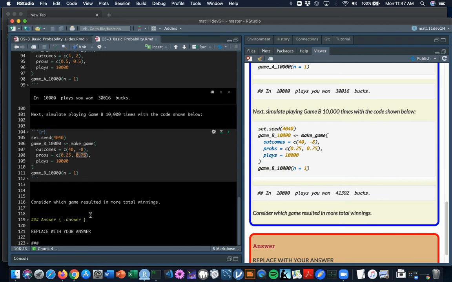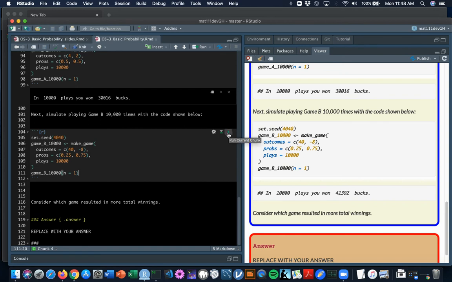That means there's a 75% chance of not getting heads-heads where you lose the $8, and that's why there's a 0.75 here. And so in our call to the make game function here, we're setting up game B, and then here we are saying we're playing it 10,000 times. And so the game B 10,000 is this little function where if you try it once, it plays the game B 10,000 times for you.